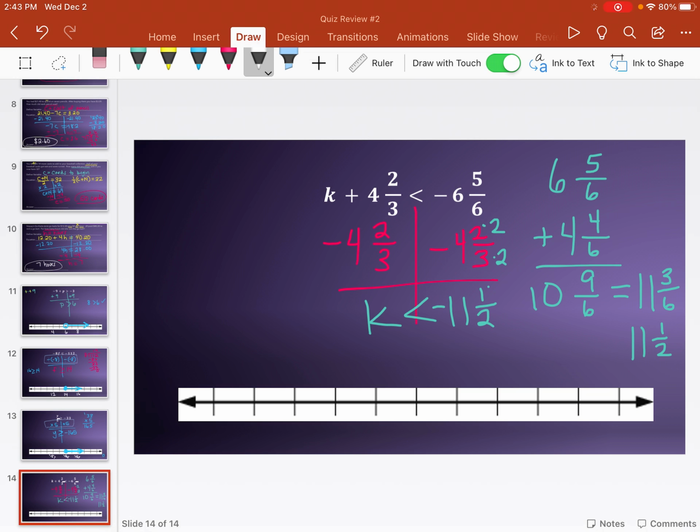Okay, to graph this, luckily since it's just a half, that's kind of in between numbers, so I'm just going to put negative 12, negative 11, negative 10. And think about it, it's negative 11 and an extra half, so it's really going to go between the 12 and the 11 here. It's an open circle, and then the numbers that are less are to the left, so I'm going to go more to the left here. And that is it, you guys.